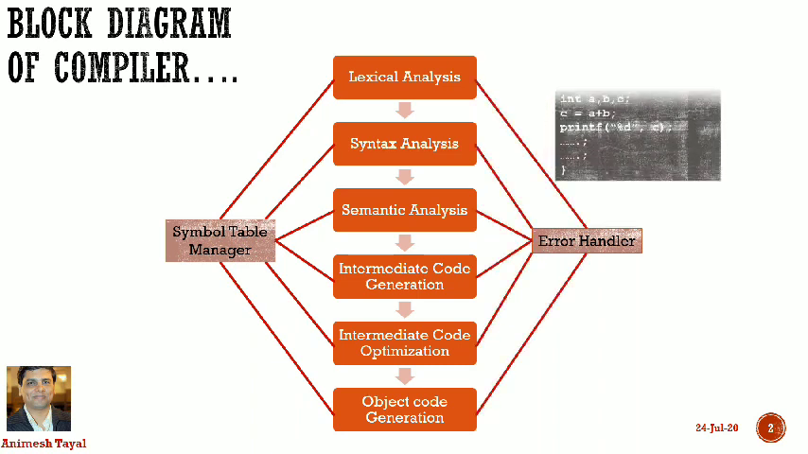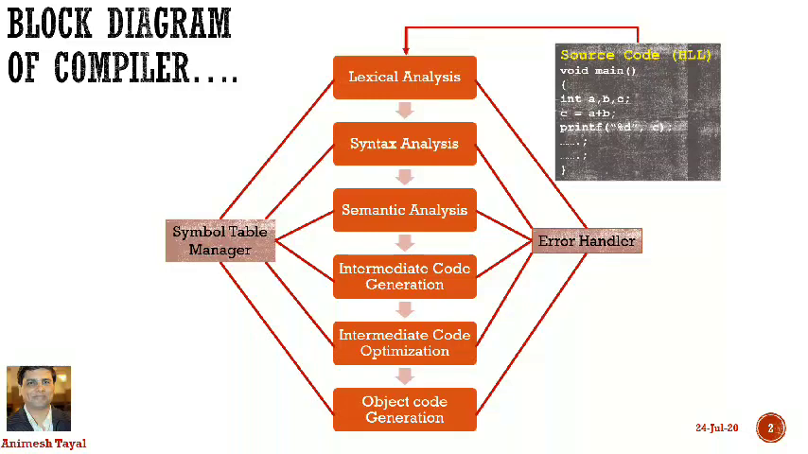So next is, what is the input of lexical analyzer? Lexical analyzer is the first phase, and the input of lexical analyzer is directly the source code, means high level language. In this example, we are just giving the example of C language. Void main int a b c is equal to a plus b, and so on, etc. So this type of language, which is human understandable language, is called source code, that is high level language.